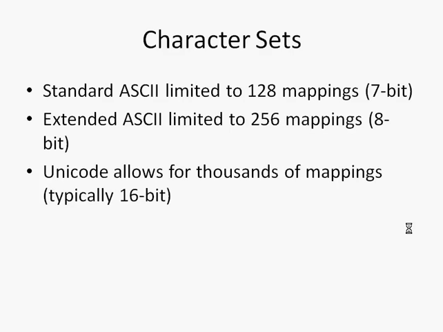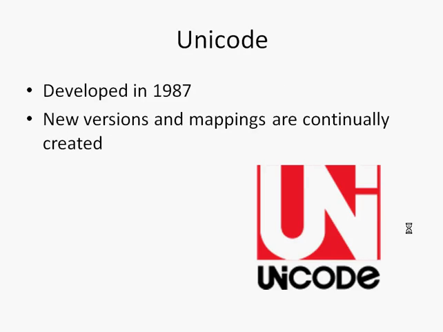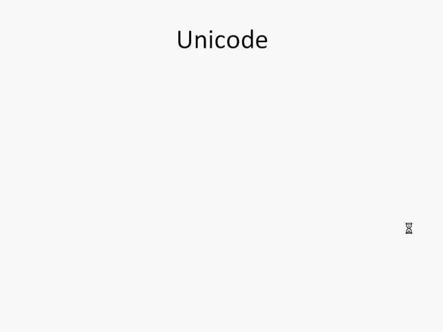And Unicode was brought along to allow for thousands more different mappings in a character set, and that would be typically 16 bits per character, therefore lots more combinations. It was created, or it started to be created, in 1987, but new versions and mappings are continually coming out. It started off with something called UTF-8.